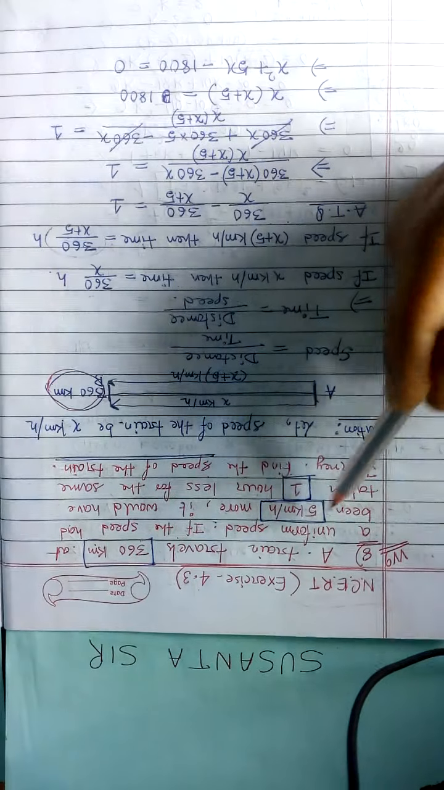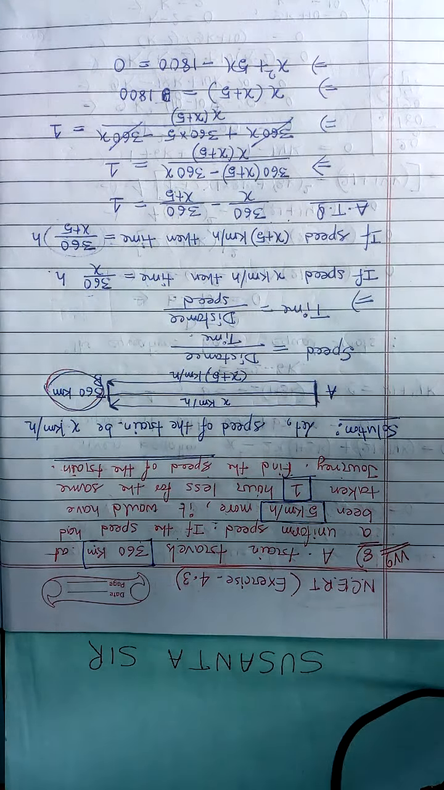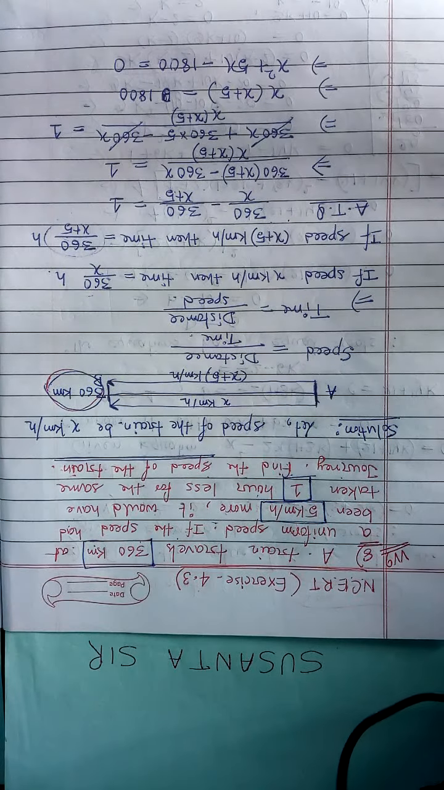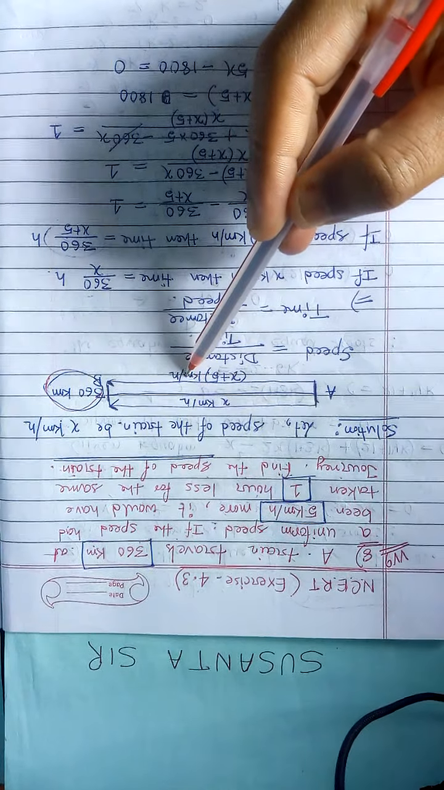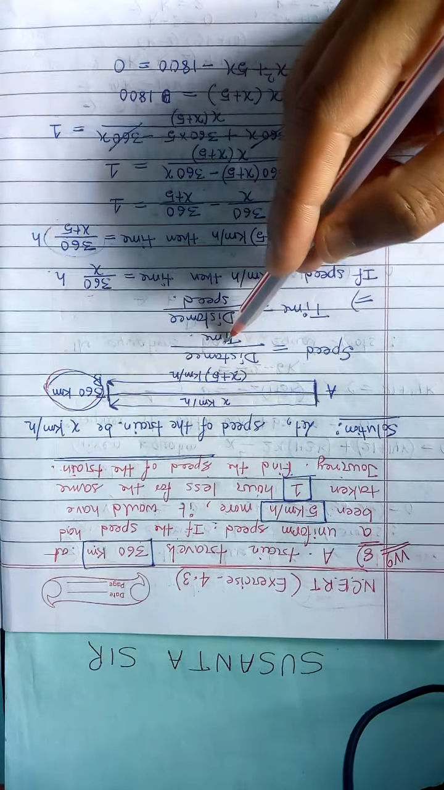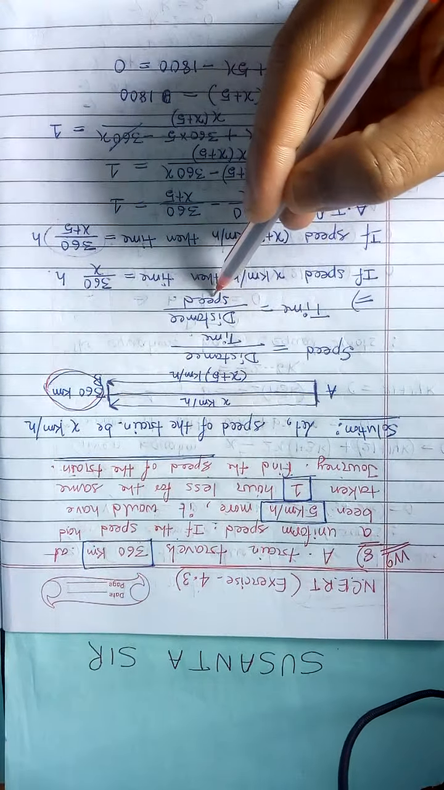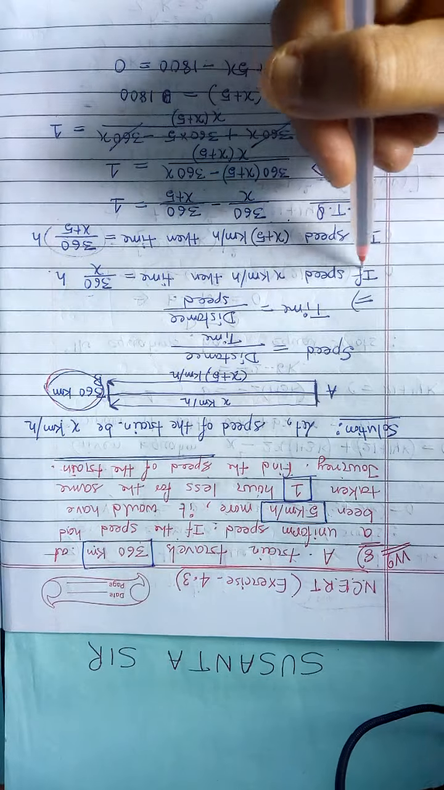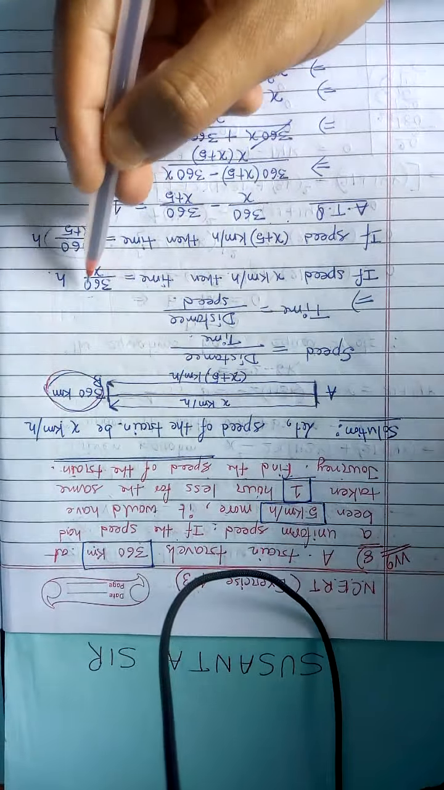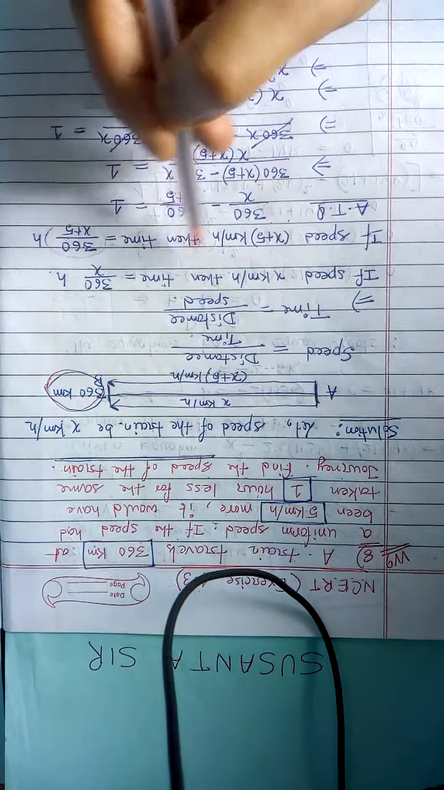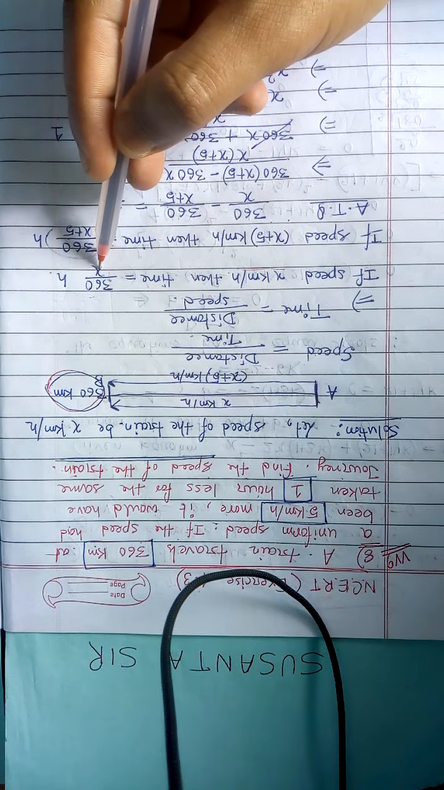If the speed had been 5 km per hour more, if the train increases the speed by 5 km per hour, then the speed will be x plus 5 km per hour. And we know the formula speed equals distance by time. That means if you interchange the position of time and speed, then time equals distance by speed. When the speed is x km per hour, then the time is distance by speed, 360 by x. 360 is distance, x is speed.